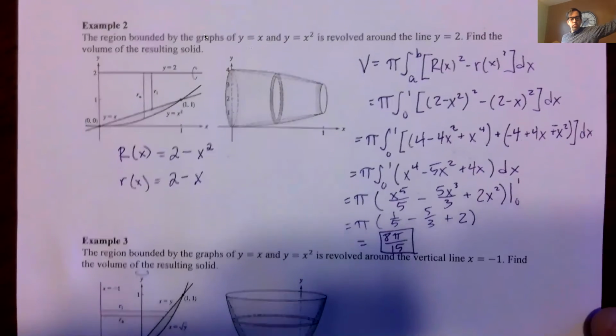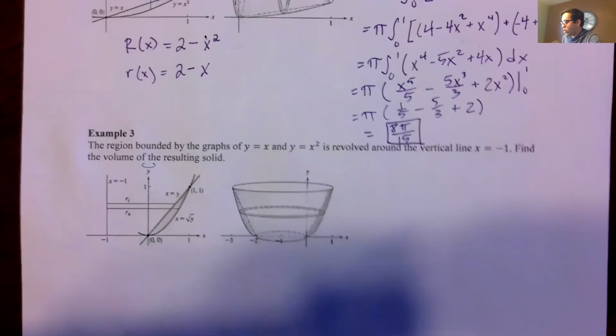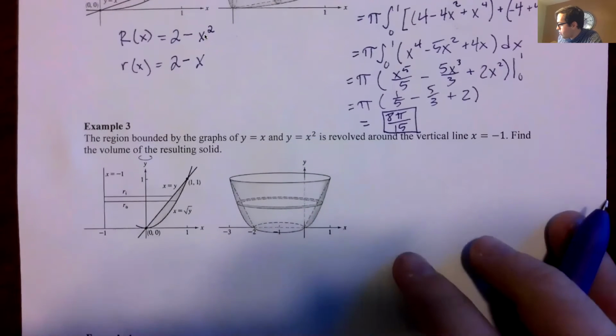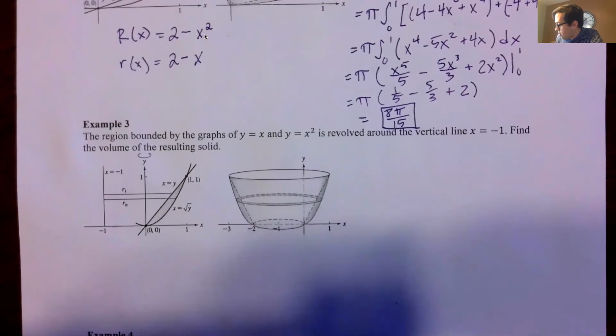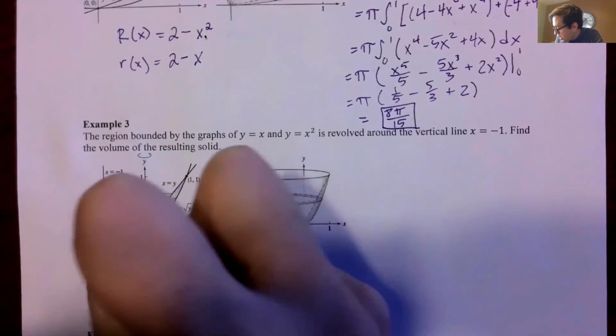Let's try example 3. What about if we revolve about a vertical axis, such as the y-axis? The region bounded by the graphs of y equals x and y equals x squared. Sound familiar? That's revolved around the vertical line, x equals -1. Find the volume of the resulting solid. All right, so this time we are revolving about a vertical axis, specifically the y-axis. So let's write out our outer and inner radii.